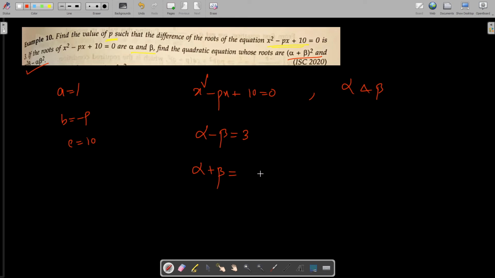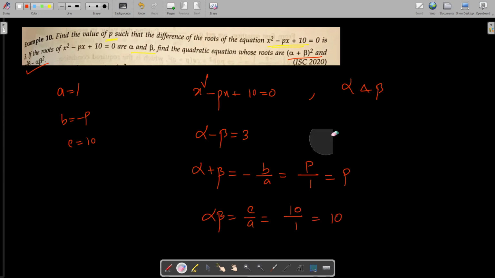We know the sum of the roots is minus b by a. So the value of b is minus p and a is 1. So alpha plus beta is p. Product of the roots is c by a. C is 10, a is 1, so it's 10. Done. Now let's move to the next part of the question.